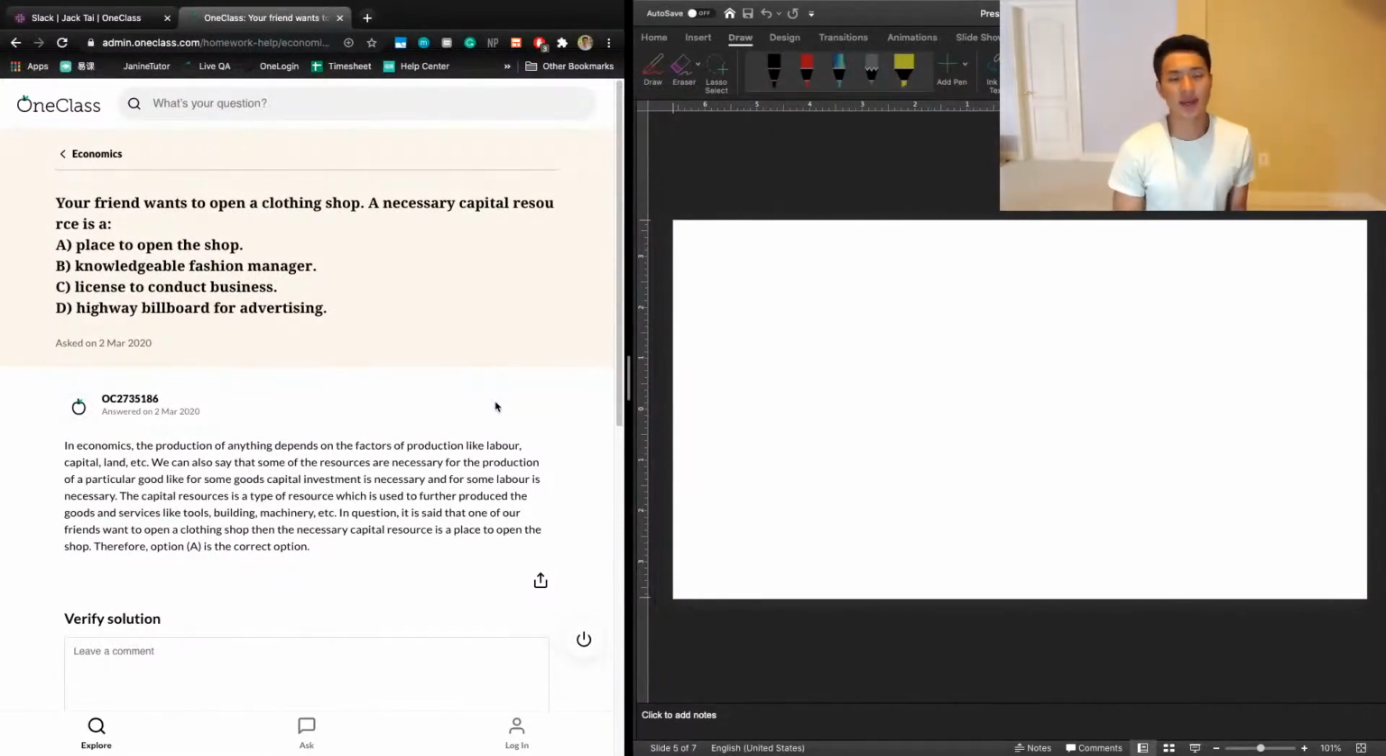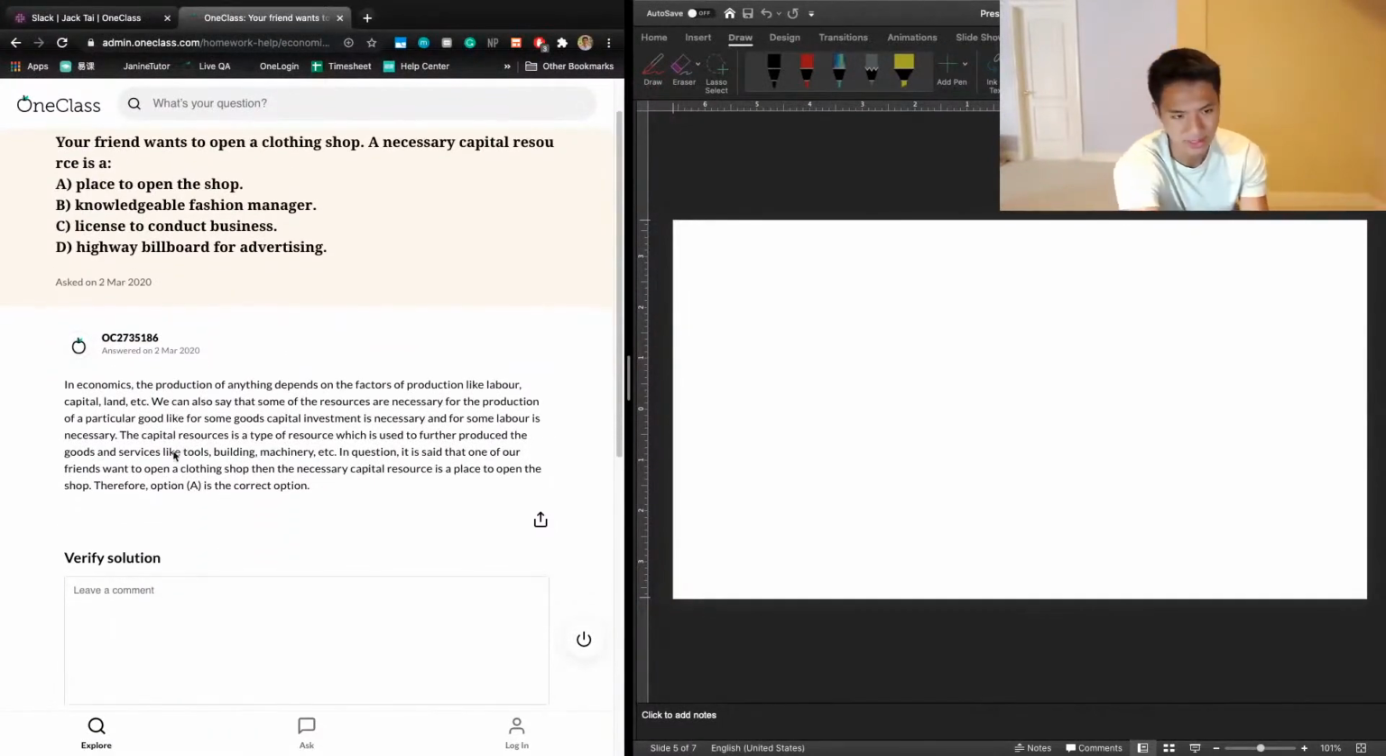And finally, D, highway billboard for advertising. Again, this is going to be something that's not necessary, right? You don't need a highway billboard to advertise. We would like to have one, but that's not something that's necessary. It is a capital resource, however, something that you can use to promote your service and basically allow you to produce more of the good and service. So A is going to be the correct answer here.